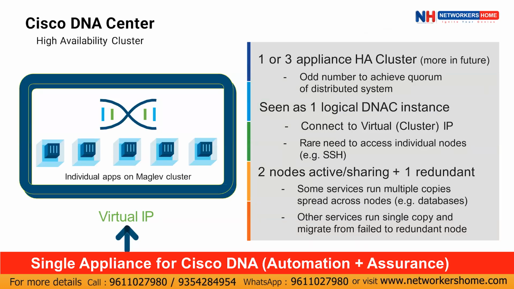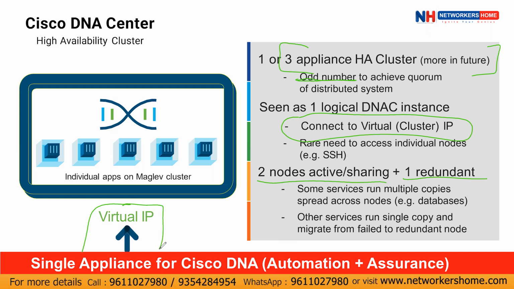Now, speaking of the architecture of DNA Center, we have to make sure that it is a 3 appliance cluster when deploying it in real time. The reason they have kept it an odd number is that 2 of them work simultaneously, and one is ready for a swap. So if either of the 2 doesn't work efficiently or has any problems, the third one takes over. So you can see 2 nodes active plus 1 redundant, and they connect to a single virtual IP.